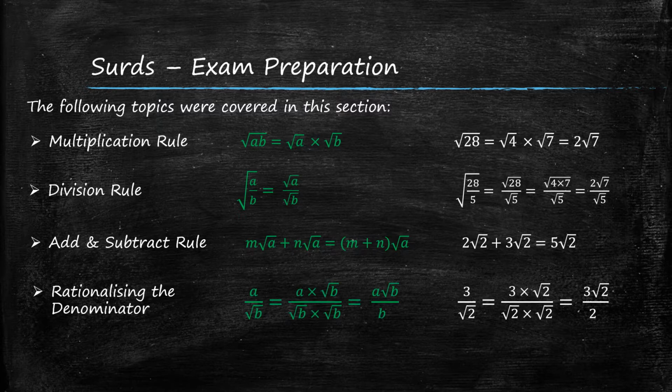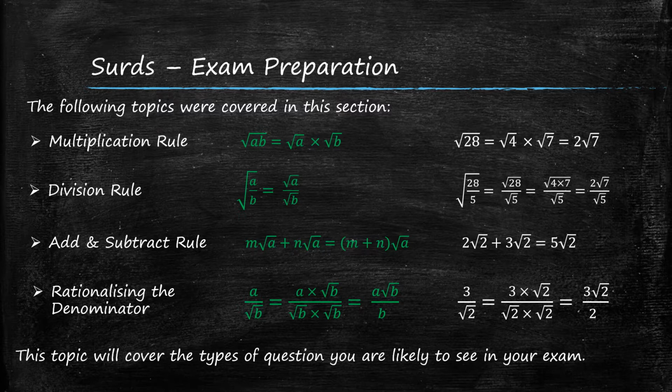We then discussed rationalizing the denominator. When we have a fraction with a surd at the bottom, we want to get rid of the surd at the bottom of the fraction. So we multiply both top and bottom by the surd. A over root B is equal to A times root B over root B times root B, which gives us A root B over B, rationalizing the denominator.